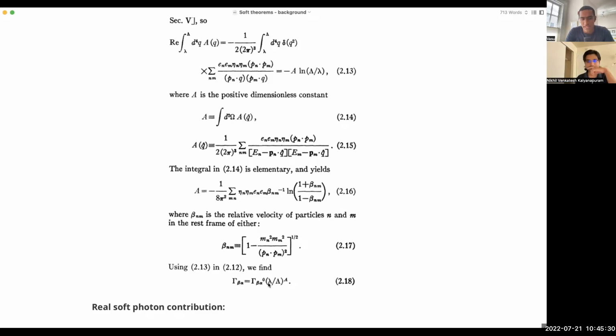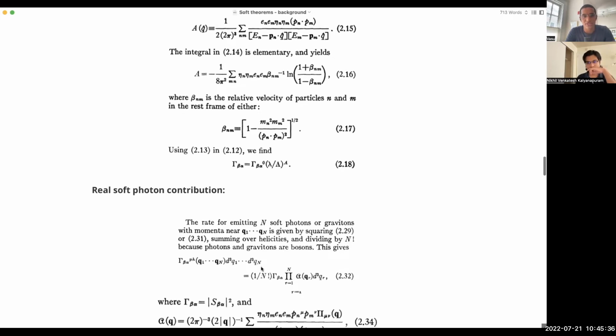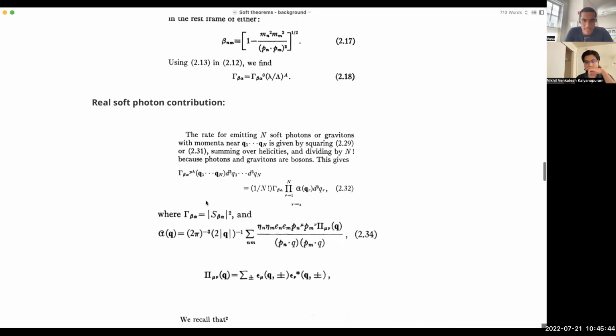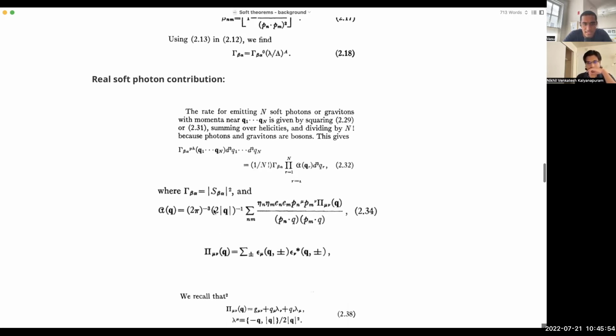Now, of course, if you take lambda to 0, there's going to be an issue here. So now what we want to do is also look at the real soft photon contribution. So what is going to be the contribution to the actual rate? And here the contribution is going to be this multiplicative factor of the product of these calligraphic A factors. And these calligraphic A factors now involve the modulus squared.